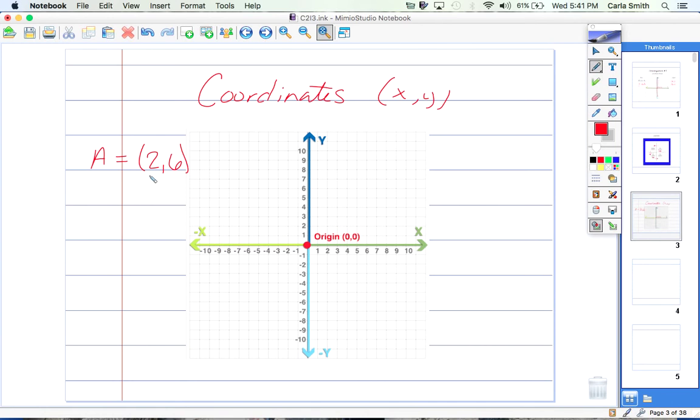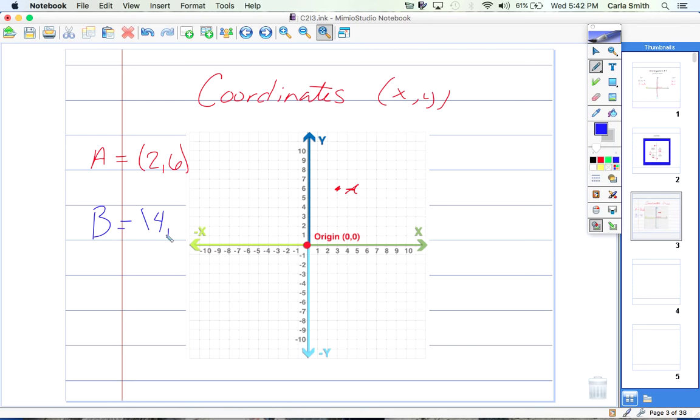To graph this point, our first value is x, so 2 corresponds with x. So it's a positive 2, so I'm going to go to the right 2, 1, 2. And then my y value is positive, so I'm going to go up 6. So 1, 2, 3, 4, 5, 6. So out 2 and up 6. And that's going to be coordinate A.